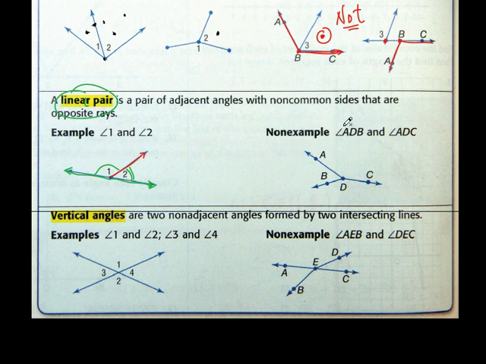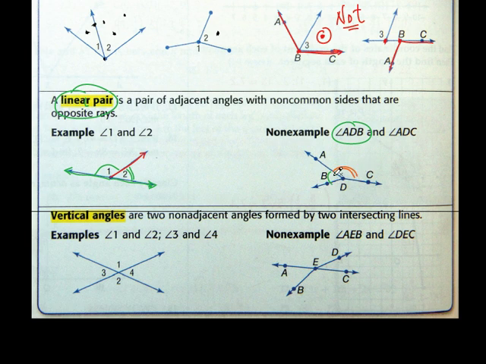Let's see this non-example. Angle ADB. Where's ADB? That would be this angle right there. And angle ADC. Let's do that in a different color. And I'm going to put two arcs because they're not necessarily equal to each other. All right, so look at this little green arc and this orange arc. Do they form a straight line?